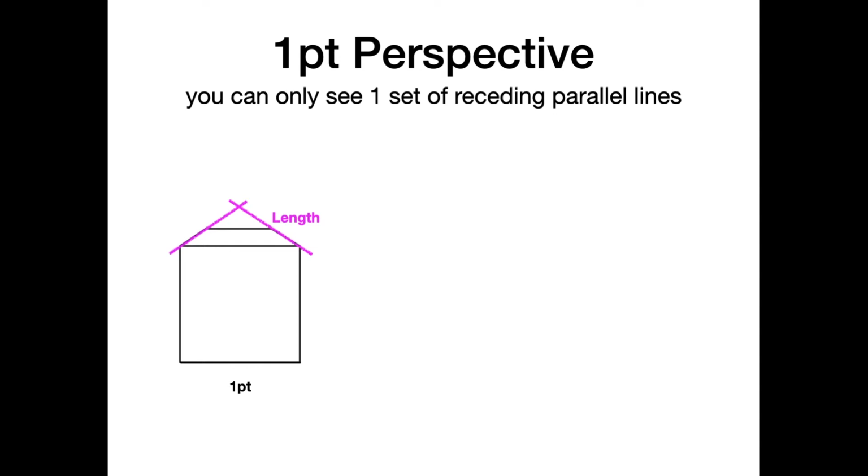Notice that the width and the height of the cube are not receding. They are perfectly vertical and horizontal. They are parallel to us.